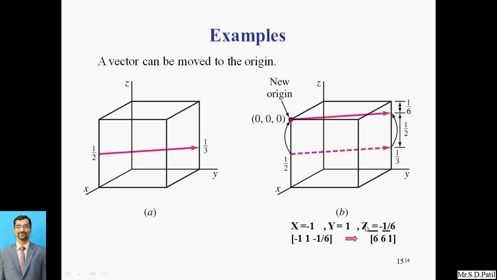But again for the z, here it is minus 1 by 6, because from this point to this we have to come towards the downward side, and the value is 1 by 6. So when we are moving in the downward direction, it is indicated by the minus 1 by 6. So the coordinates are minus 1, 1, minus 1 by 6. When we multiply by 6, it will be 6 bar, 6 and 1 bar. Okay, the minus means bar.